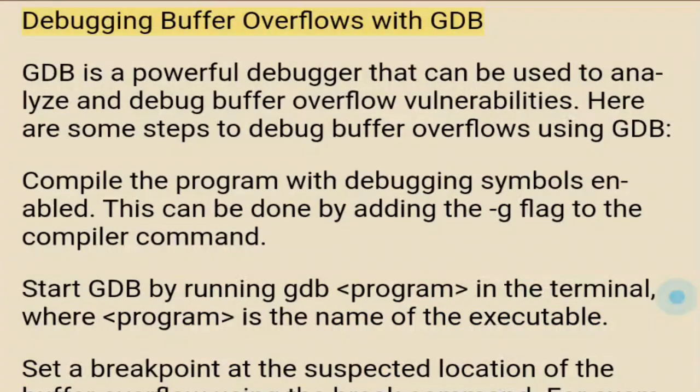Debugging buffer overflows with GDB. GDB is a powerful debugger that can be used to analyze and debug buffer overflow vulnerabilities. Here are some steps to debug buffer overflows using GDB. Compile the program with debugging symbols enabled. This can be done by adding the -g flag to the compiler command. Start GDB by running gdb <program> in the terminal, where <program> is the name of the executable.